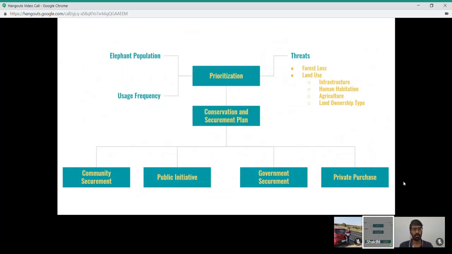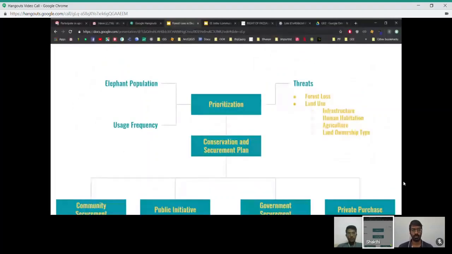Google Earth Engine was very helpful in analyzing forest loss, and it helps in prioritization. We can use that for creating a plan for conserving it. Yeah, that's from my side.